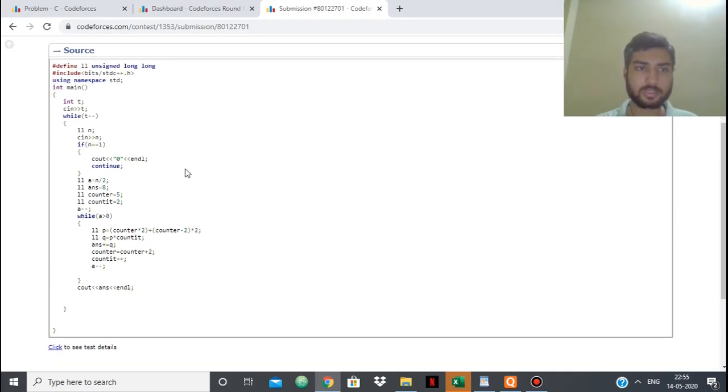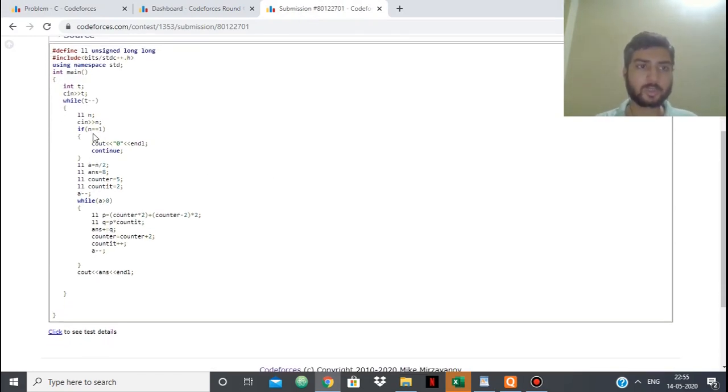So this is my code. If n is equal to 1, the answer is 0, which is obvious. So now a is equal to n by 2. A is the number of times we'll be doing it. Initially I've made my answer 8, and I'm starting the counter from 5 instead of 3. And my variable count, I'm starting that from 2. So while a is greater than 0, with a minus minus, because I've already done it with counter equal to 3.